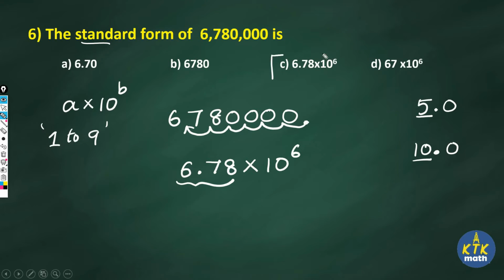So we do have many sums based on standard form in the upcoming slides. We will move one by one so that you will get a complete idea. So for this question, your answer is C, 6.78 into 10 to the power 6. Shall we go for the next question now?